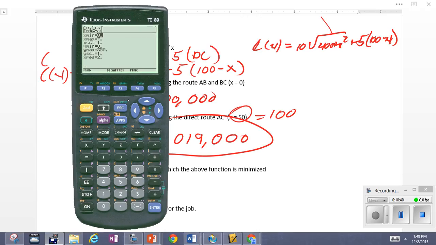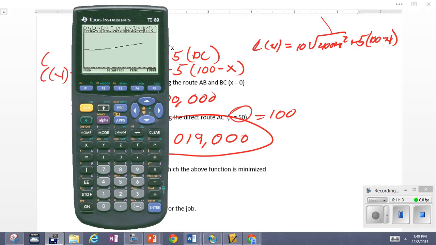So let's take a look. Set the window. X running from 0 to 100. Here we go out to 100. Y running up to, we just run it up to 1,300. I'm sorry, that's the Y minimum. I want the Y minimum at 0 and Y max at 1,300. Looking now at the graph, we should find a low point in here.